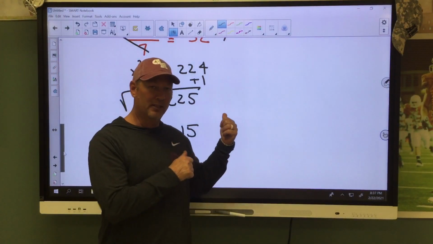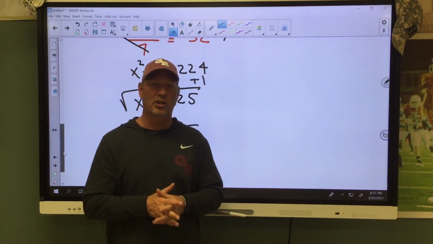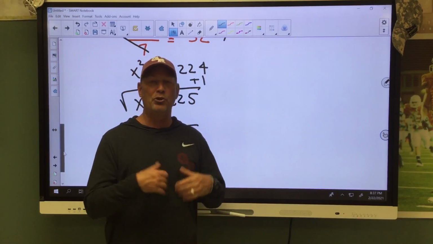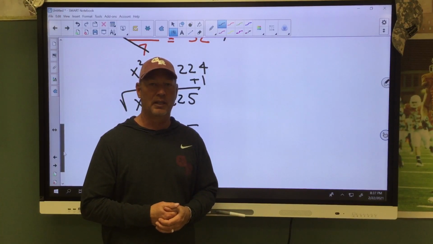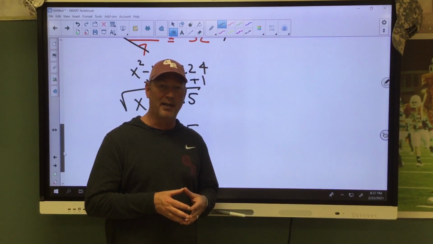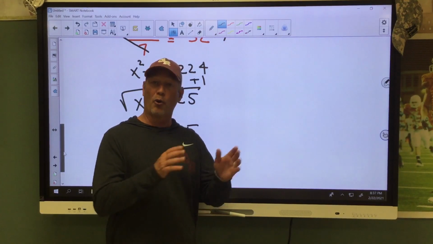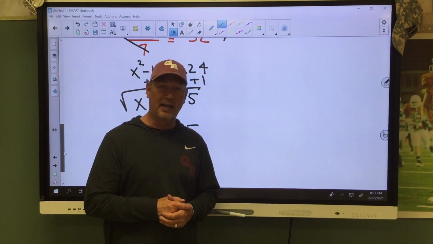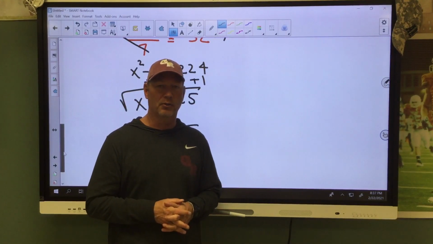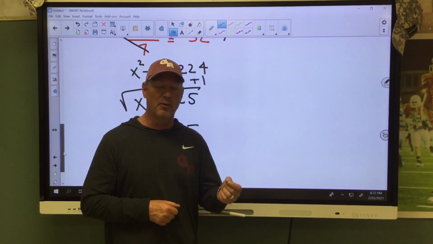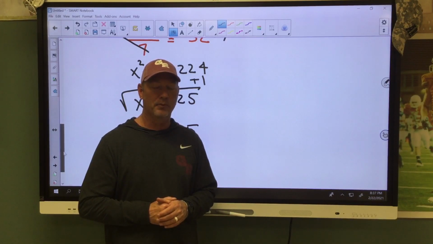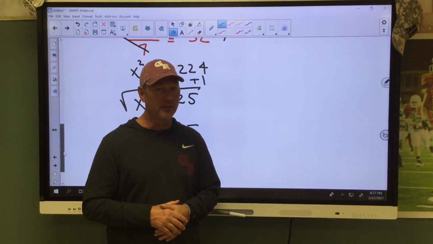Now here's the thing. We need to start checking our answers, because remember, the same rules apply to logs when you have extraneous solutions. Okay? You cannot take the log of 0. It's undefined. You cannot take the log or the natural log of a negative number. So the same rules that apply to logs apply to natural logs also. You can't take the natural log of a 0, and you can't take the natural log of a negative number.